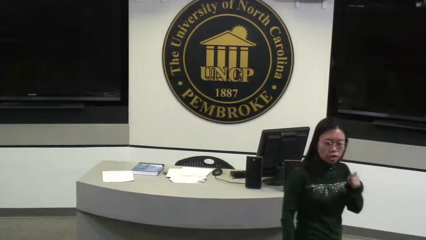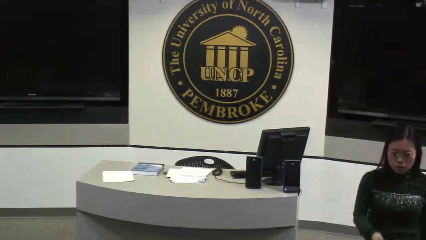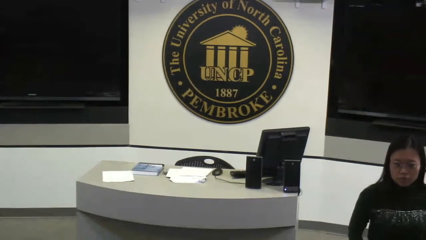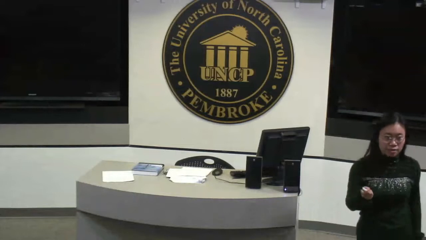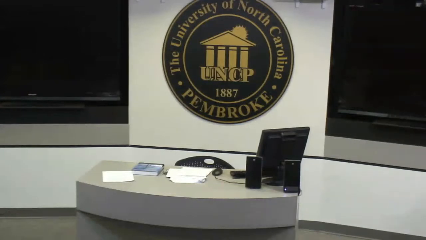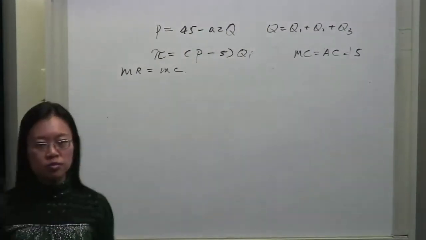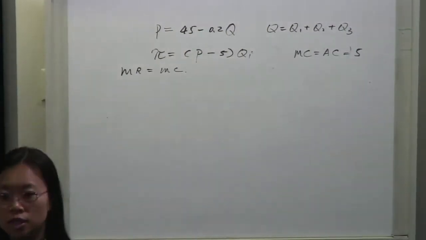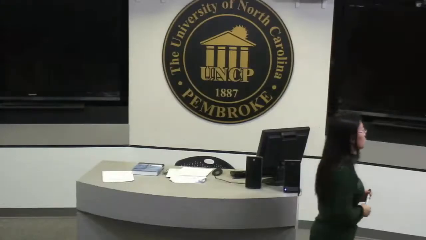Maximize the profit. So how does each firm maximize the profit mathematically? Marginal revenue equal to marginal cost. That's the profit maximizing condition, right? We already start from there. Do I have marginal cost information? Yes. What is it? Marginal cost is 5. We need to find the marginal revenue.